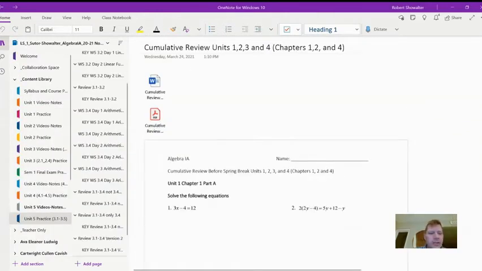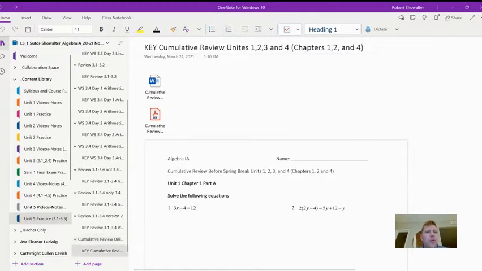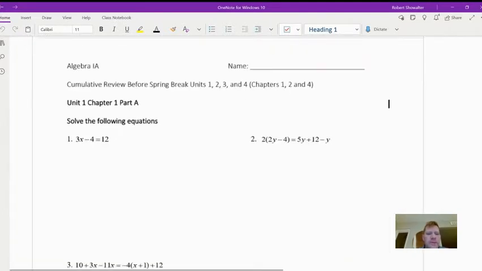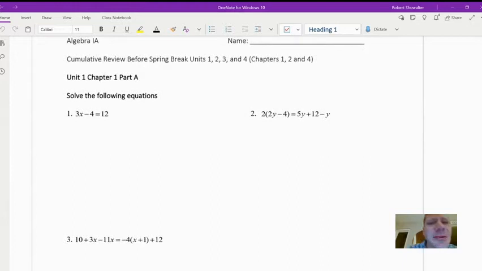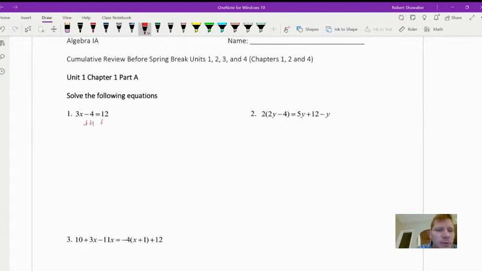Well, what we are going to do is work through this cumulative review. So let's do it. This is a review for lots of the concepts we've done. Solve the following equations. Okay, so we're going to get x by itself. We're going to add 4 to both sides. We get 3x equals 16. We're going to divide by 3, and we get a fraction, 16 over 3. And that is what we are going to leave it as.